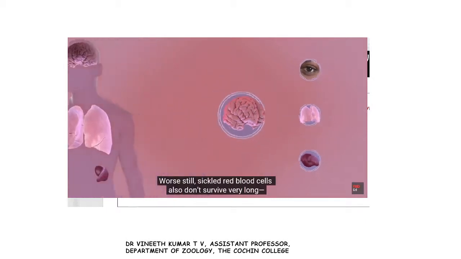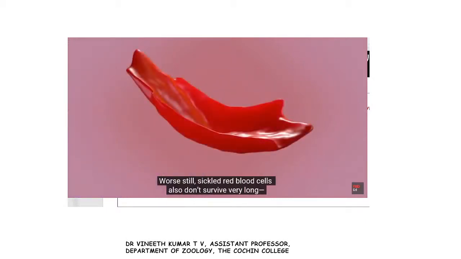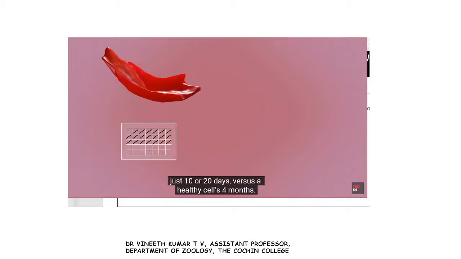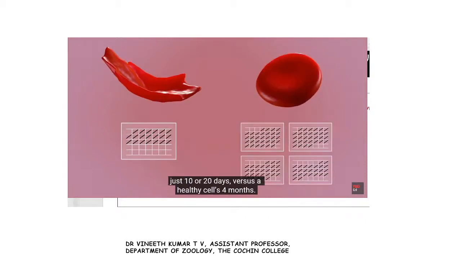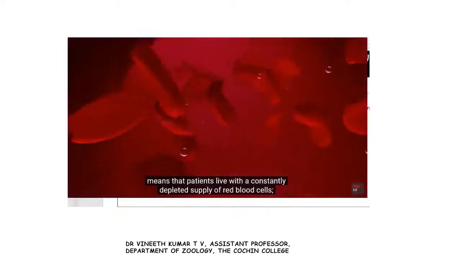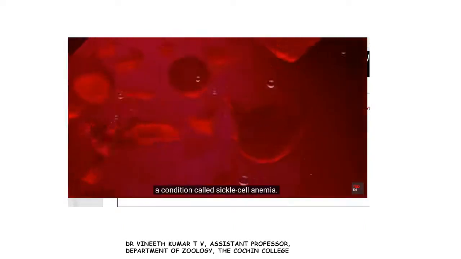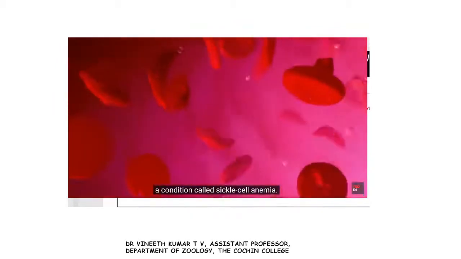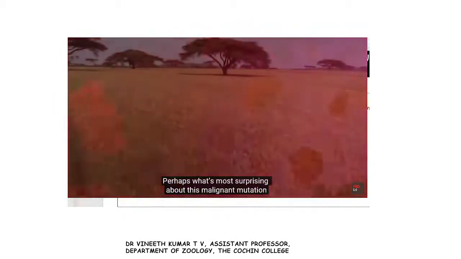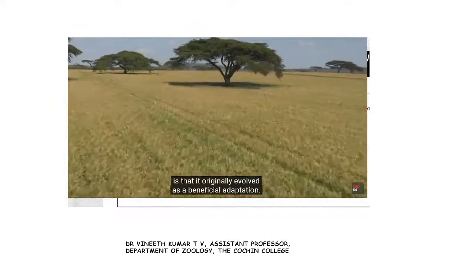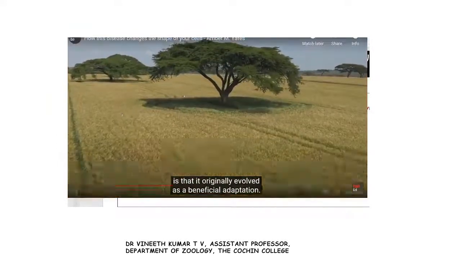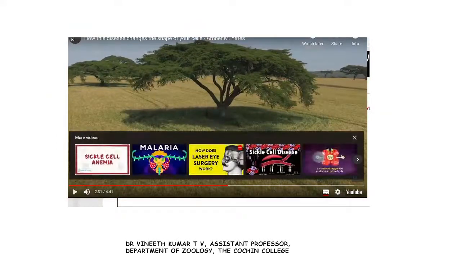Worse still, sickled red blood cells also don't survive very long, just 10 or 20 days, versus a healthy cell's 4 months. This short lifespan means that patients live with a constantly depleted supply of red blood cells, a condition called sickle cell anemia. Perhaps what's most surprising about this malignant mutation is that it originally evolved as a beneficial adaptation. So scientists believe that this particular mutation in the hemoglobin is a beneficial mutation.